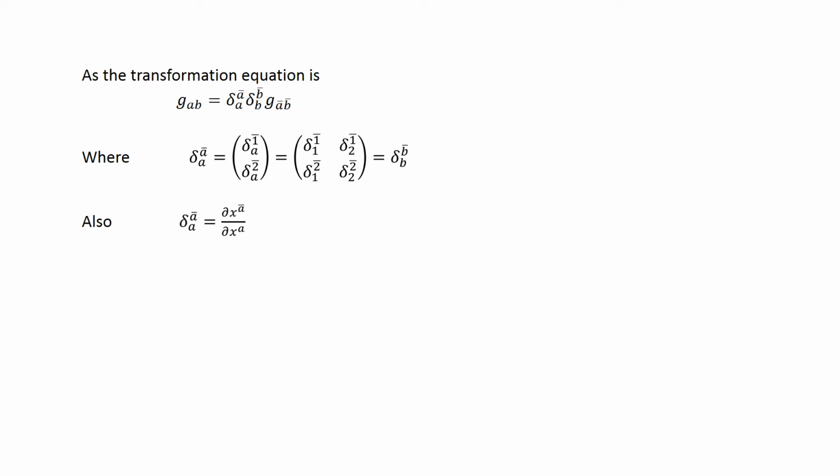This is the matrix form of the delta, and this delta is also written in the form of a derivative. Delta A bar A is equal to partial x A bar over partial x A. We have proved this in affine connection, this result. So this is the result as we have learned in previous lectures.